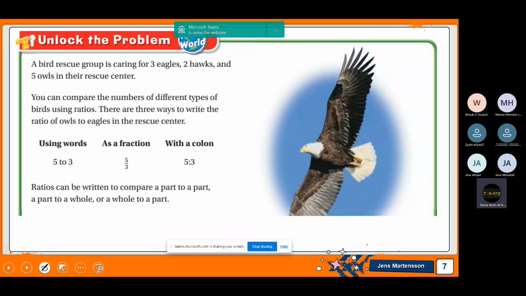Like here, if you want to represent the ratio of owls to eagles. How many are owls? From the question, you have 3 eagles, 2 hawks, and 5 owls. So how many are owls? 5. And how many are eagles? 3. So you can say 5 to 3, or 5 over 3, or 5 colon 3. They asked me only about owls to eagles. The question is like this.